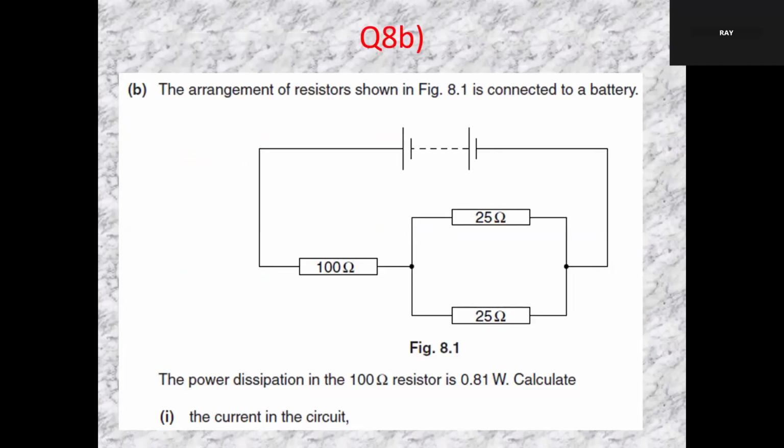The arrangement of resistors shown in figure 8.1 is connected to a battery. The power dissipated in the 100 ohm resistor is 0.81 watt. Calculate the current in the circuit. What formula to use? P equals IV, I squared R. Okay, good. Usually the first question is easy. After that, it becomes more challenging. Then calculate your I.